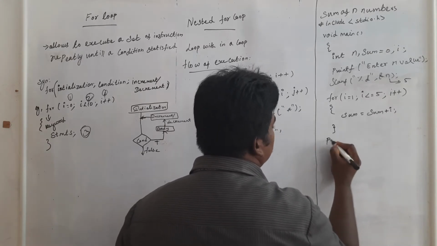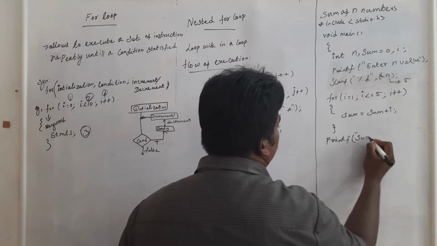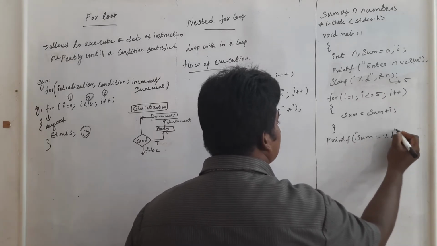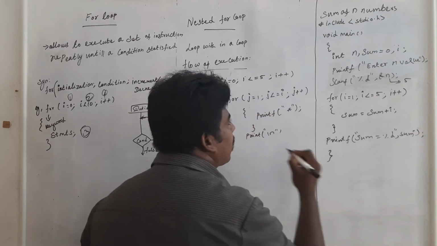Then print outside the loop: printf("sum equal to %d", sum). Okay, now I will explain the program.